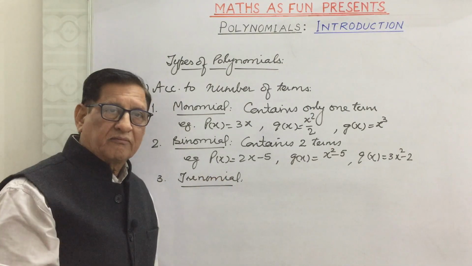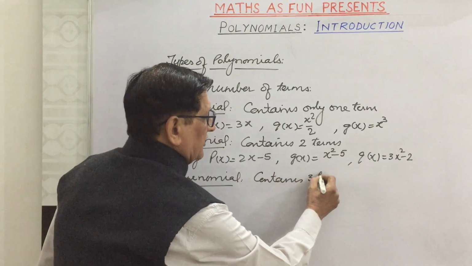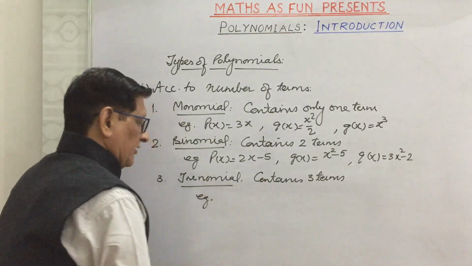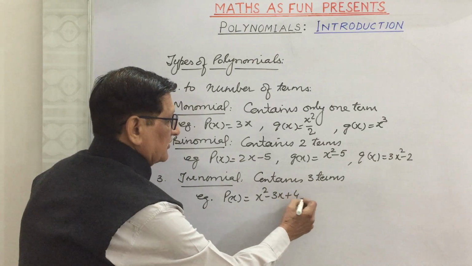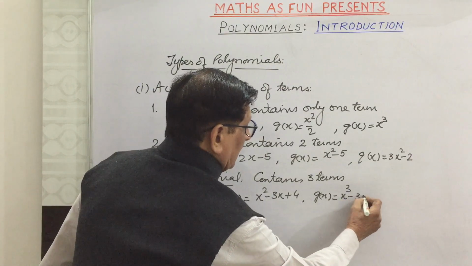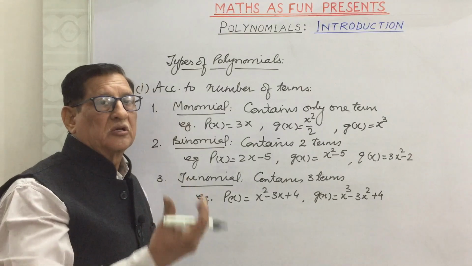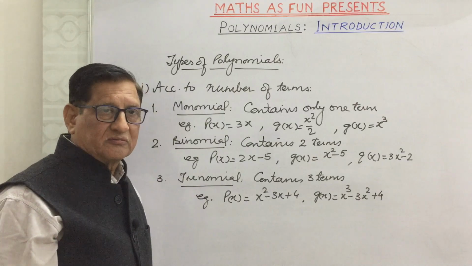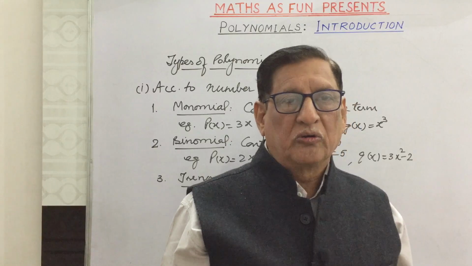Trinomial, tri means 3. So any polynomial which contains 3 terms is a trinomial. For example, we have p(x) = x² - 3x + 4. It may be g(x) = x³ - 3x² + 4. Polynomials containing more than 3 terms, we generally call them polynomials only, and we learn them according to the number of terms. In the next video, we will learn about zeros of a polynomial.